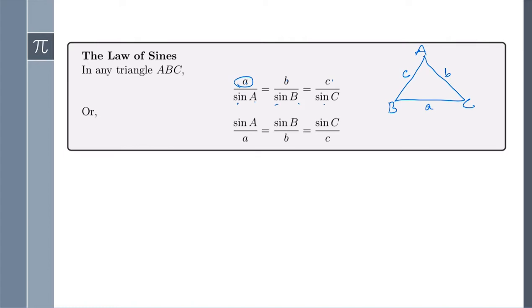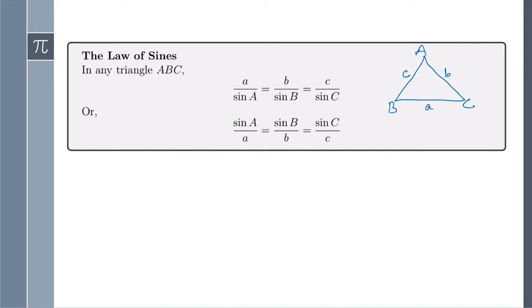These ratios are equal, and this is what the law of sine is called. This is what the law of sine is, okay? Also, we can just take the reciprocal of everything, and then we can also write it in this way: sine of A over a, sine of B over b, and sine of C over c, and they are equivalent. Either one is okay to use.